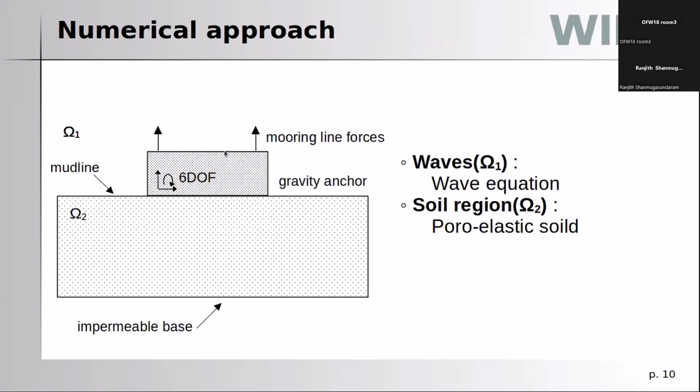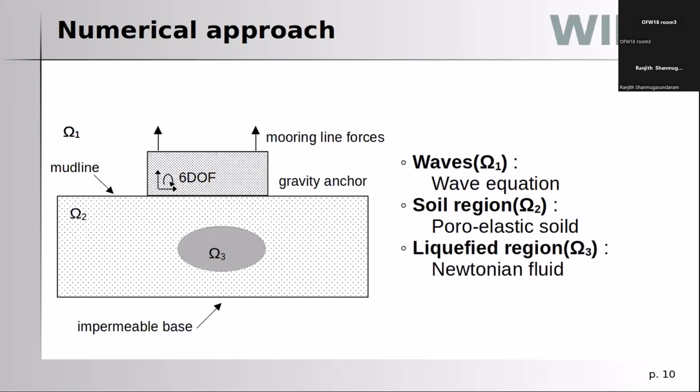Our numerical approach is that we divide this into two different regions, omega-1 and omega-2. In the omega-1 region, we have the waves, which we define using the wave equations. Inside the soil region, we treat the soil as a poroelastic solid, and we would be treating that with the Biot equations, which I'm going to show later. So once the pore pressure starts to build up, we have another region which is known as the liquefied region.